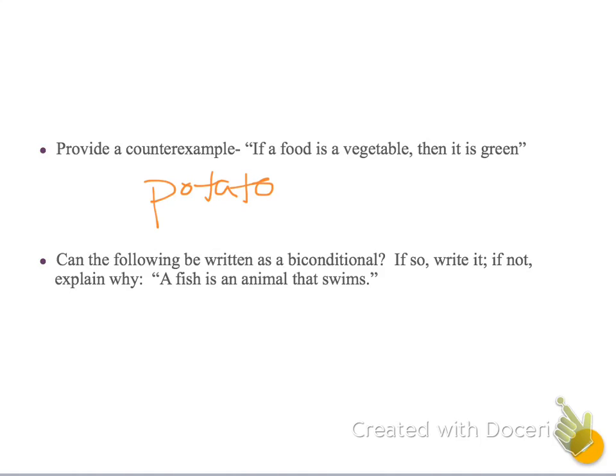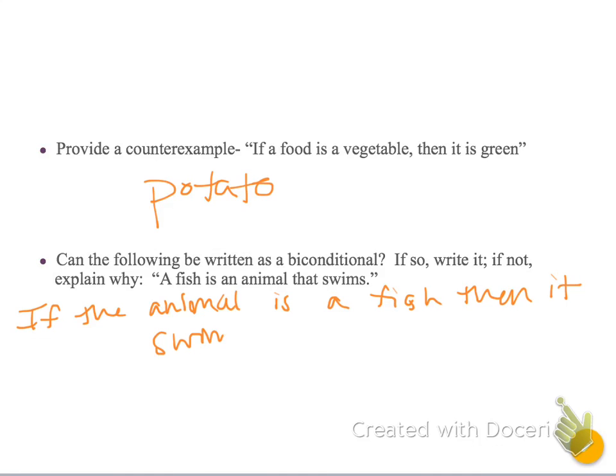Can the following be written as a biconditional? If so, write it. If not, explain why. A fish is an animal that swims. So a biconditional is when it can be written both ways and still be true. So right now, we need to write it as a conditional. So if the animal is a fish, then it swims.